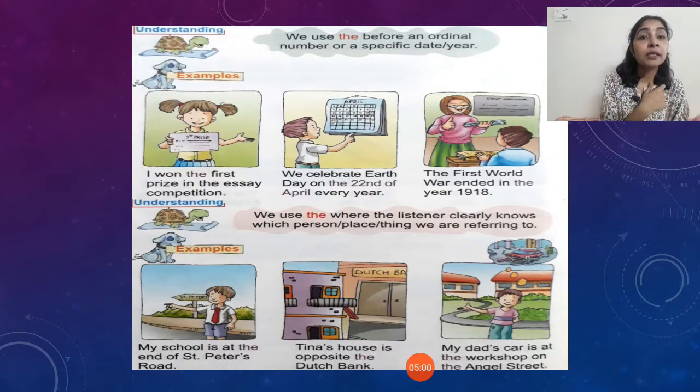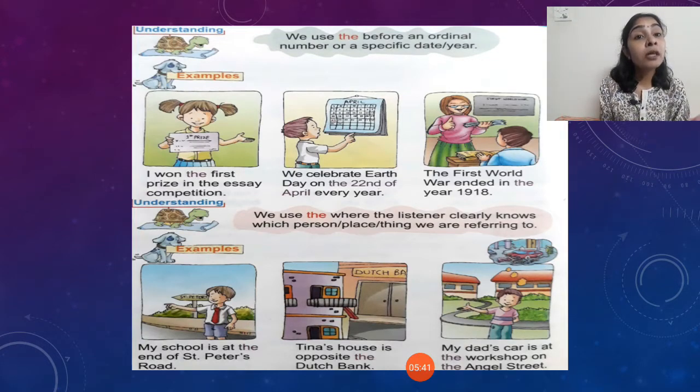Some more examples are there. I won the first prize in the essay competition. So the first prize, first is the ordinal number here, and moreover it is the essay competition, so it is definite, not a competition, not any competition, the essay competition. We celebrate Earth Day on the 22nd of April every year. So 22nd here is again an ordinal number. The First World War, first is again used here, so it will be preceded by "the". In the year 1918, again we are talking about a definite year, so the year.